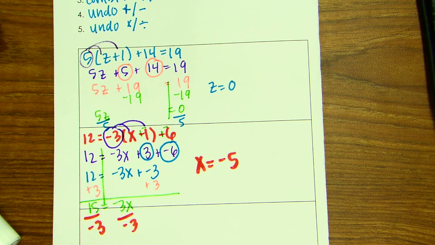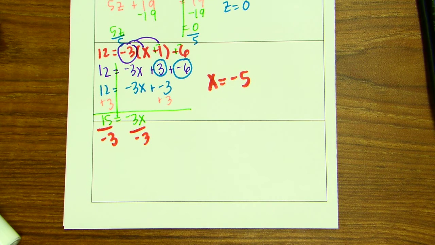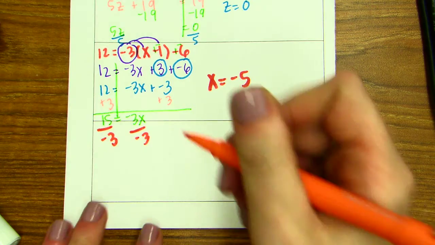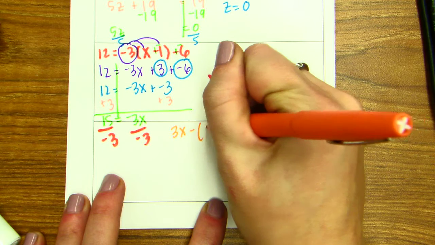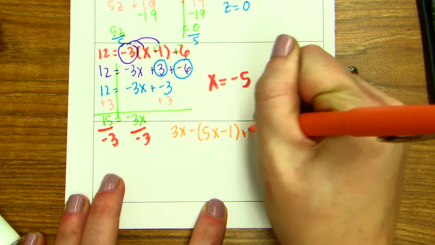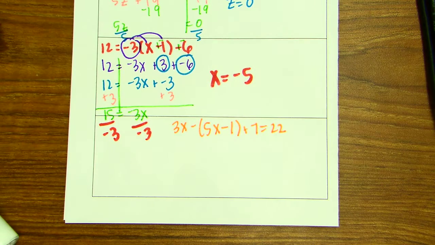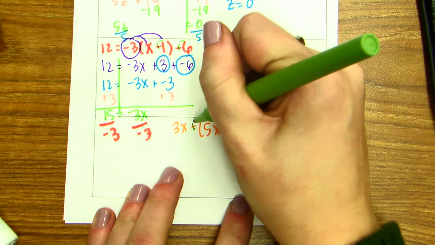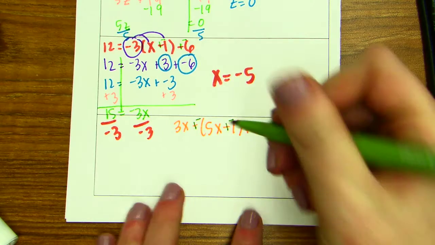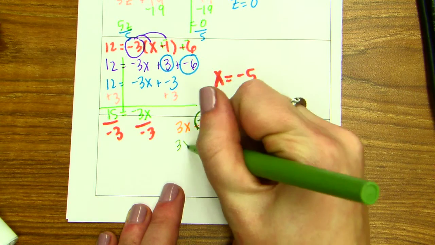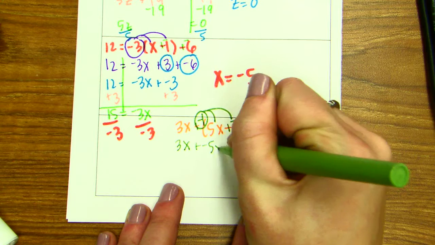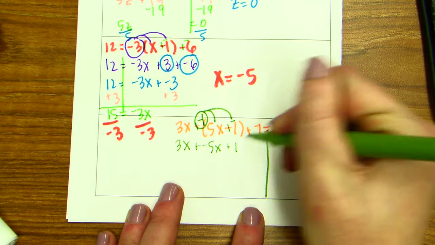Okay, and then my last one is going to be 3x, I'll do it over here so there's more room, 3x minus 5x minus 1 plus 7 equals 22. So the first thing I need to do is change the sign in the one behind. I can do that here and here, which means I'm going to distribute a -1 to both of those terms. So the 3x doesn't change. -1 times 5x is -5x. -1 times 1 is 1.